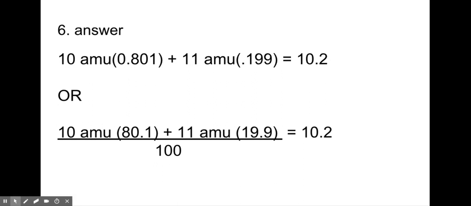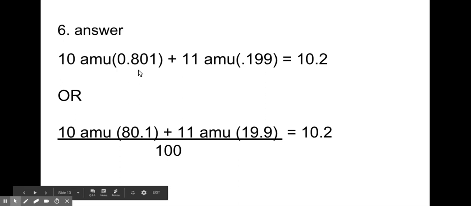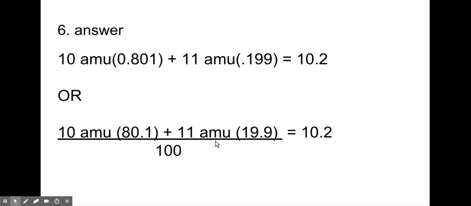Let's see why B is the correct answer. We just do the math. So here I've done the math 2 different ways. In the first representation, I've changed the percentages into their decimal equivalents, and down here I've just left the percentages in their original form and divided by 100, which effectively does the same thing mathematically.